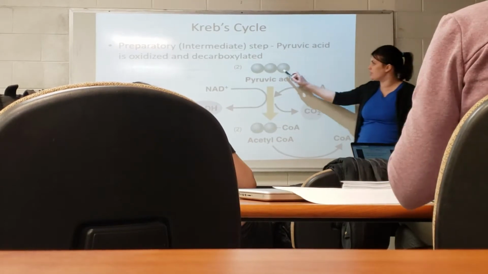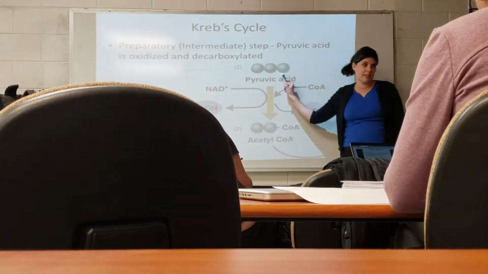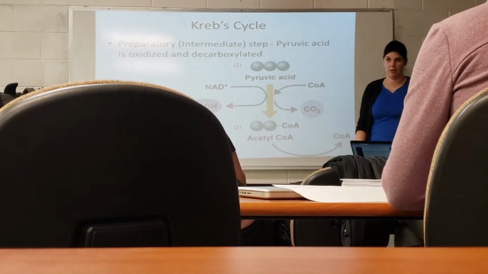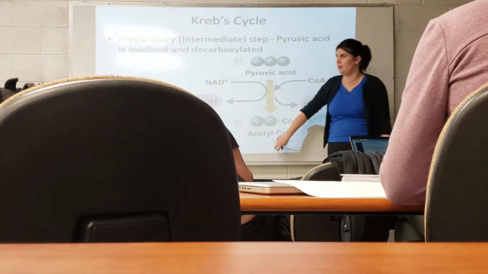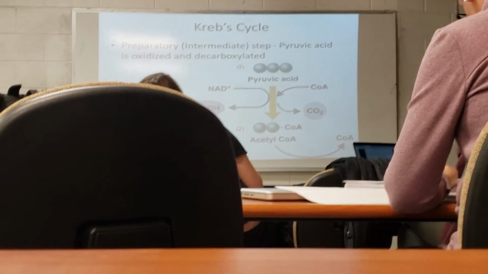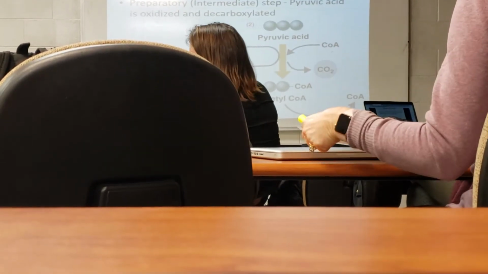Before you can jump into the Krebs cycle, you're going to have to go through an intermediate step. So we're going to take these 3-carbon pyruvic acids, and you're going to yank a carbon off of each. So now you have 2 acetyl-CoAs, okay? You have 2-carbon molecules. And that makes 2 NADH. So this is still in the cytoplasm.